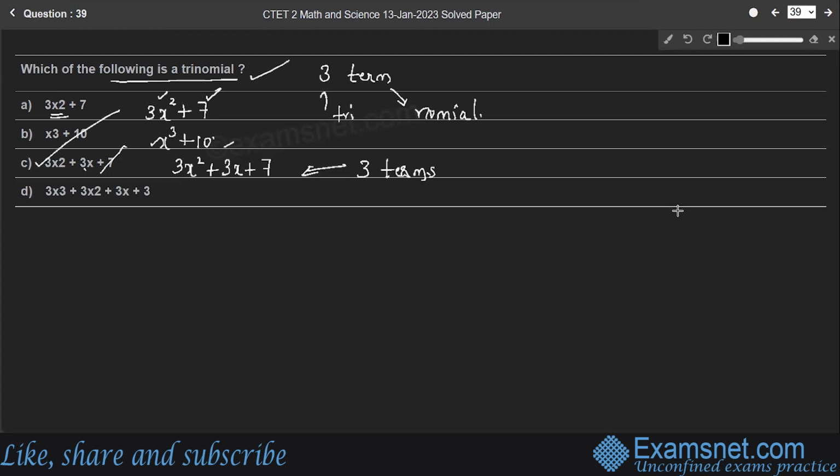Whereas option D has four terms: 3x cube plus 3x square plus 3x plus 3. The constant, the last number, should also be considered as a term. Therefore, option D has four terms, whereas option C has three terms, hence it is a trinomial.